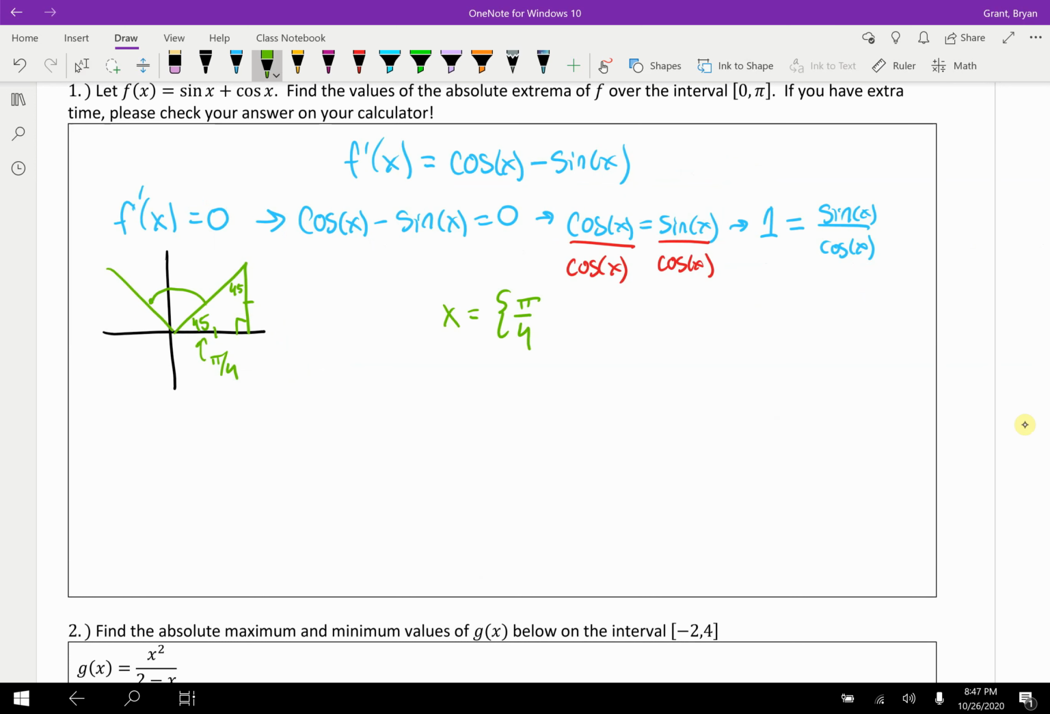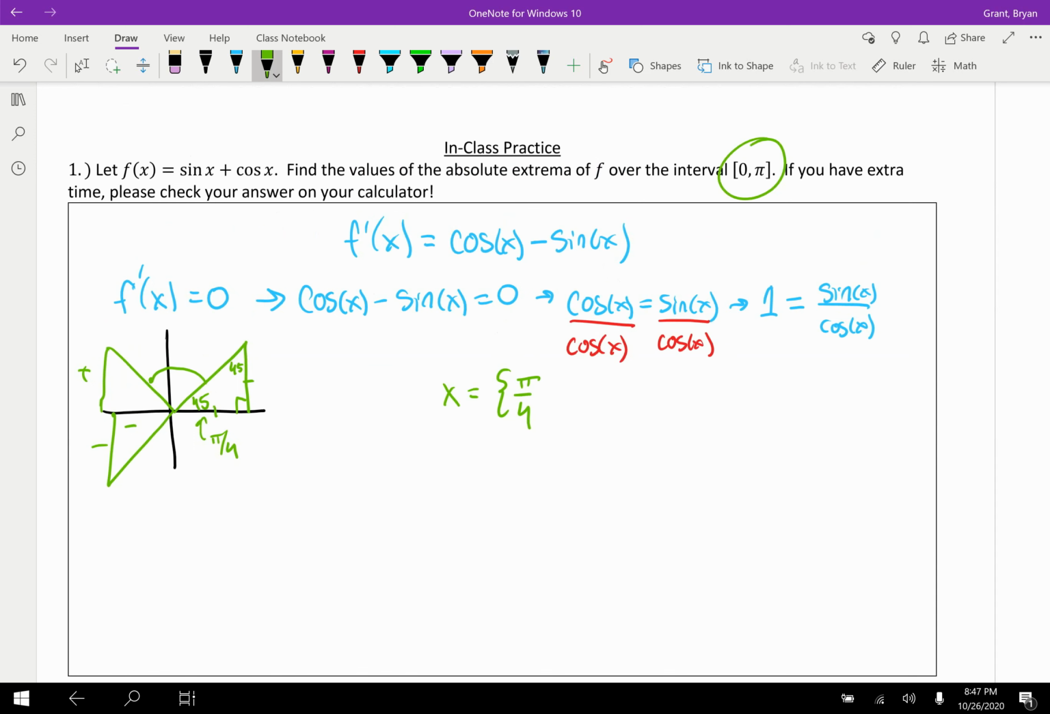What about 3 pi over 4? I think that won't work because we get a negative and a positive. 3 pi over 4 would turn this into negative 1. 5 pi over 4 would be okay, then we have a negative and a negative here. Oh, but wait, we're only looking on the interval from 0 to pi, so we actually only get one answer here. That's pretty nice. So we got one critical point, go us.